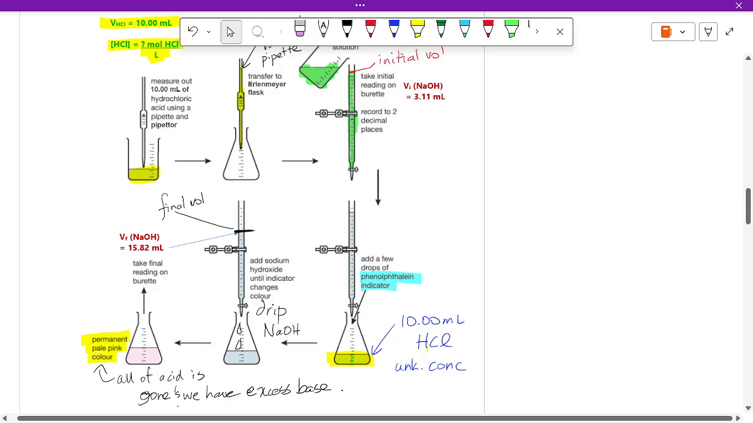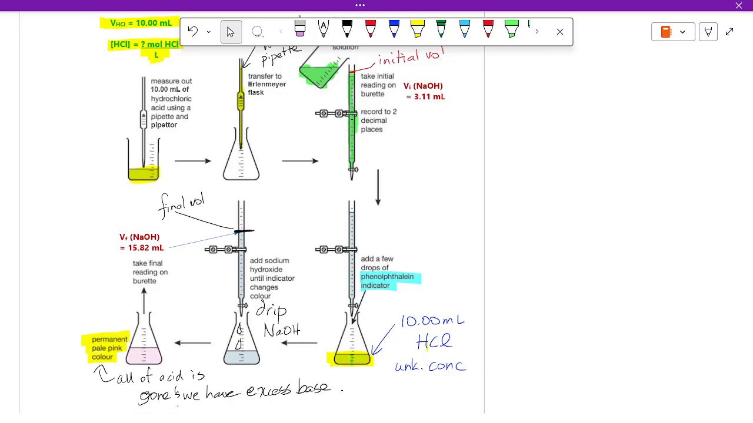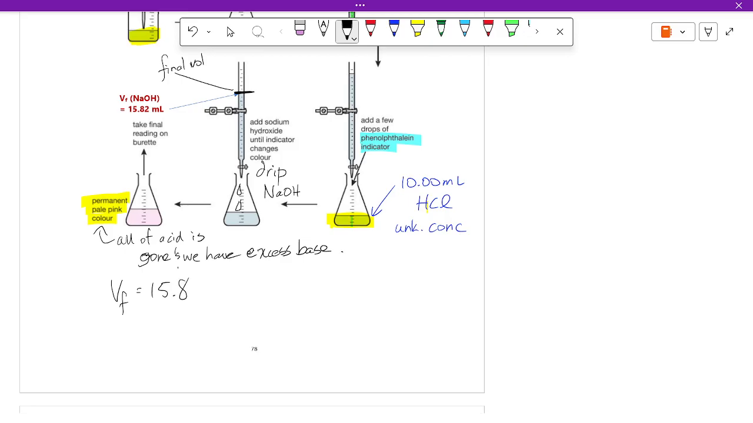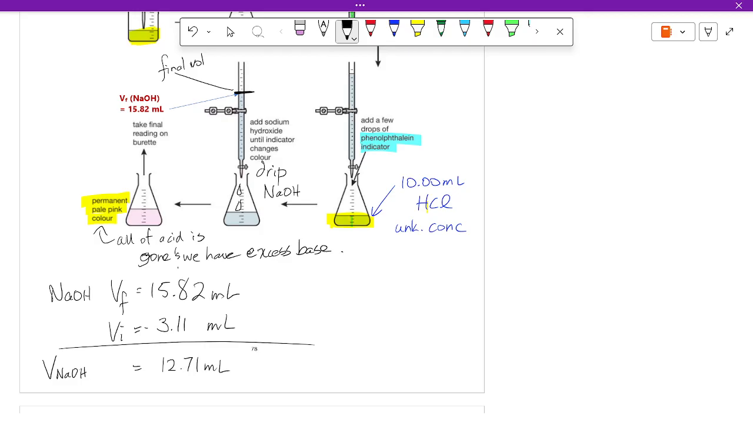How would I find the volume of the NaOH? I would take my VF, 15.82 milliliters. This is my NaOH. My VI is 3.11 milliliters. So the volume of the NaOH, I would take those and subtract them. 15.82 minus 3.11 equals 12.71 milliliters. So we now know the volume of the NaOH.